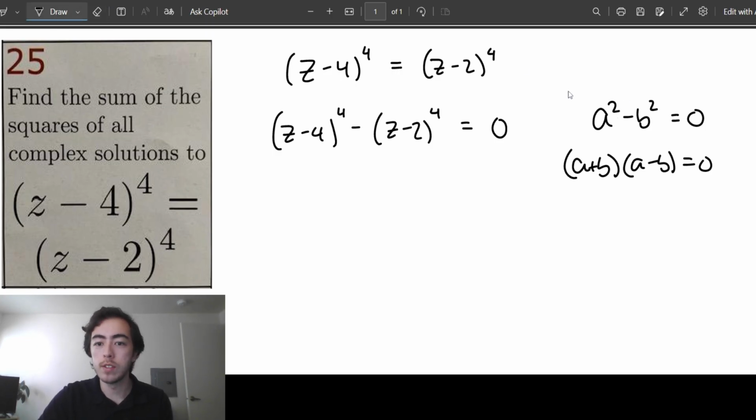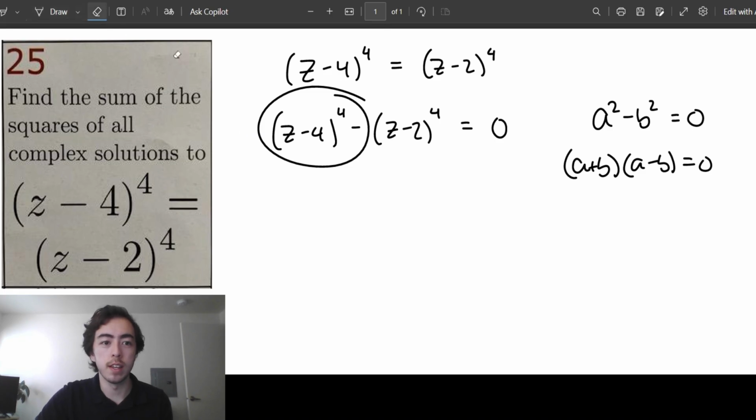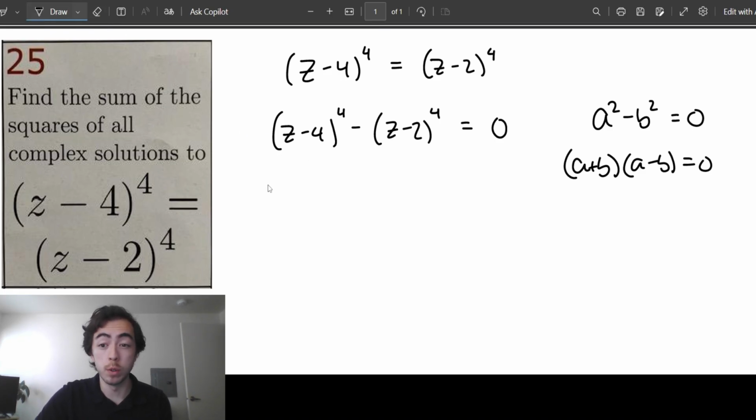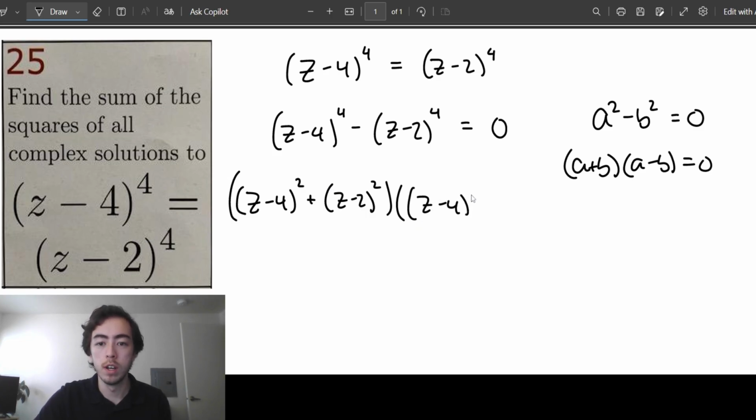So if a squared is equal to this, then I think a itself will have the power of 2 on it. Something like z minus 4 squared plus z minus 2 squared, I think is going to work for my first factor. And then for my second factor, I'll have the exact same thing, but with a minus sign in the middle. So z minus 4 squared minus z minus 2 squared, and this is still all equal to 0.